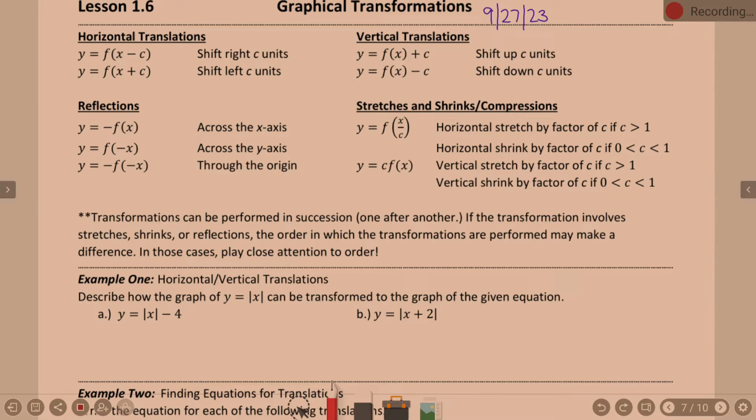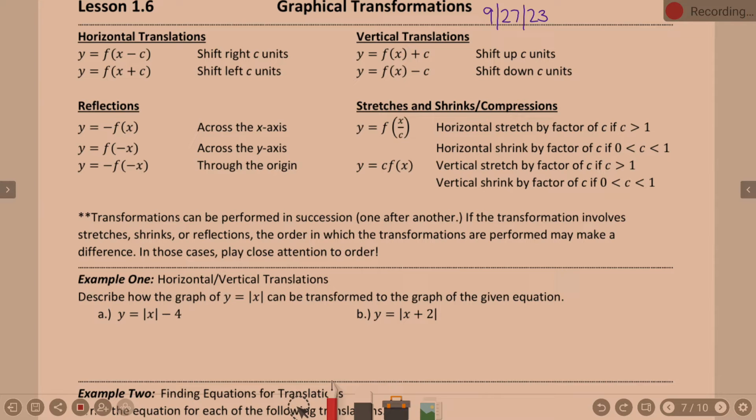Okay? Then we have vertical translations. Vertical translations mean we're talking about moving up and down, right? And if it's a plus C out, it's not in the parentheses or under the square root or anything like that. It's at the end. We're going up or down the direction of the sign. So if it's plus a value, you're moving up. If it's minus a value, you're moving down.